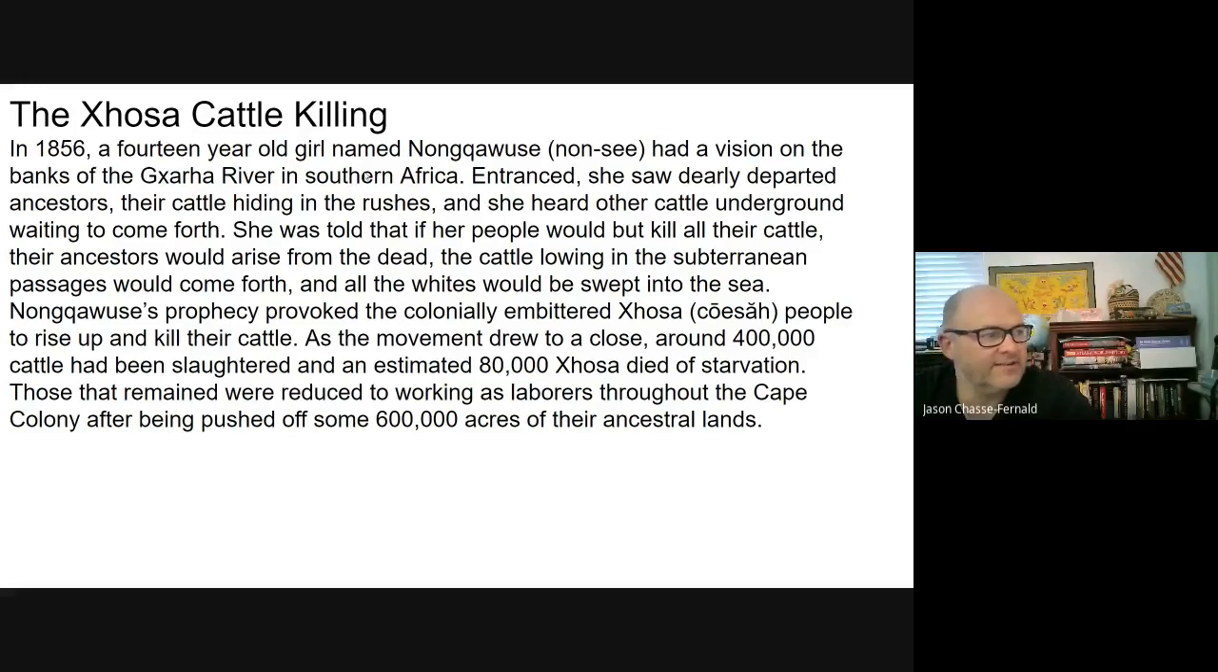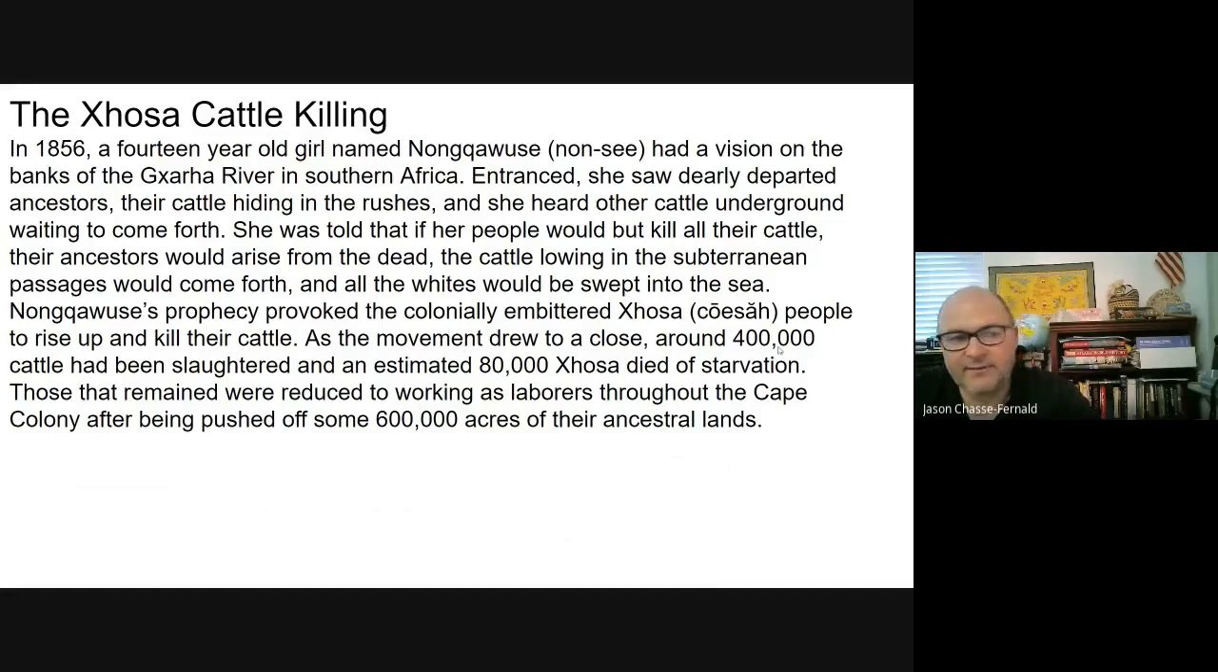And so there's a vision she has, right? And the belief is that if you kill the cattle, which is very sacred and a fundamental part of the Xhosa's economy, if you kill all the cattle, then God would come in. This is a Christian concept here. God will come in and sweep the Europeans into the sea. And this will be attempted, right?